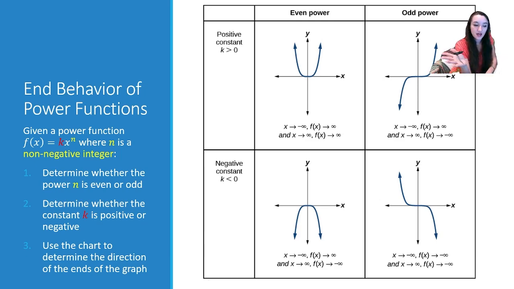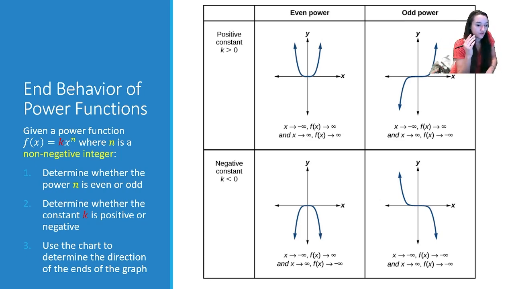So to use that, we can now figure out the end behavior of our power functions. End behavior means what is going on, what direction our arrows are facing. First, we're going to determine whether the power n, which we are now calling n because n is a letter we use for integers, is even or odd. Then we will determine whether k is positive or negative. So those are the two things we need to think about. Is k positive or negative? Is n even or odd? And then we can use this chart to figure out what our end behavior is. It's as simple as that.